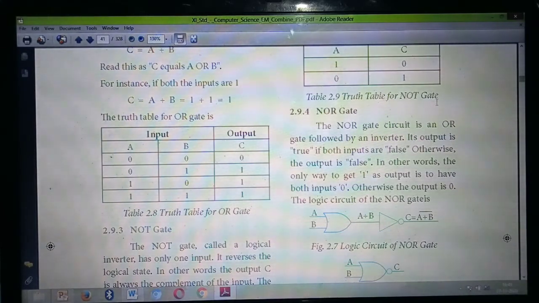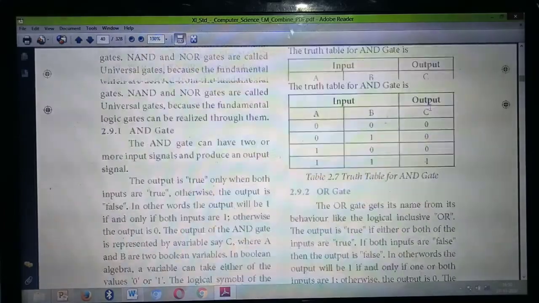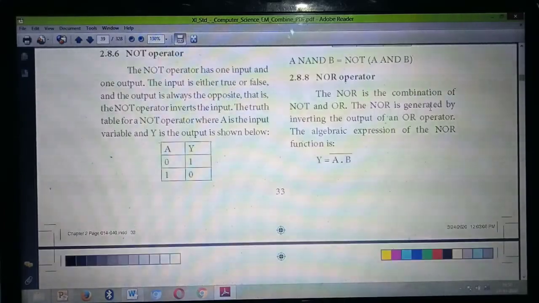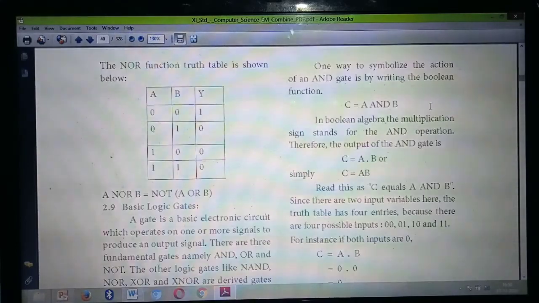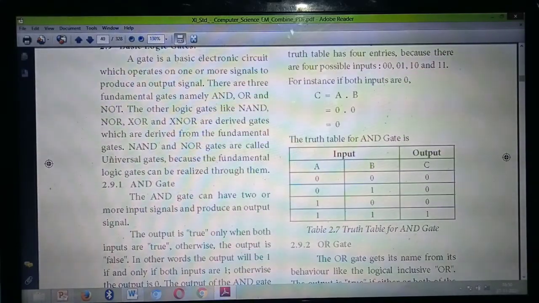So the second question, you need to draw in your notebook. Then the third question, take page number 34: explain the derived gates with expression and truth table. Page number 34, derived gates. Here also one point you should write: derived gates.